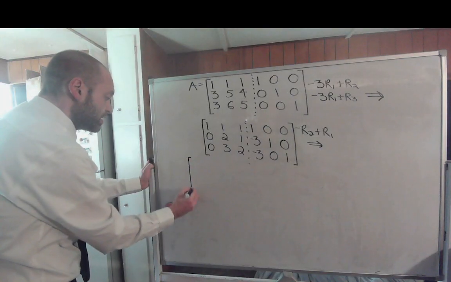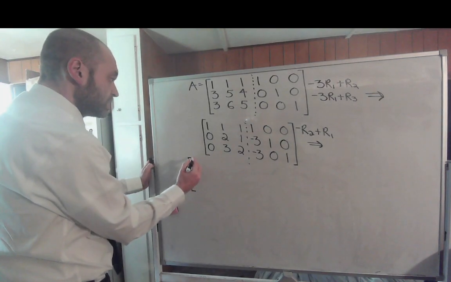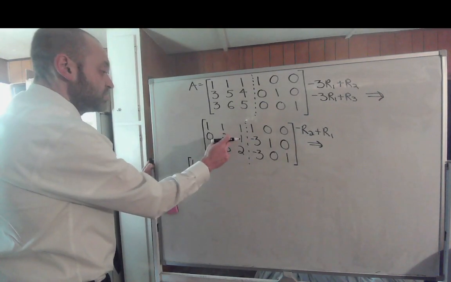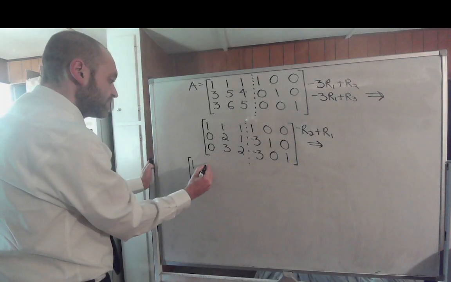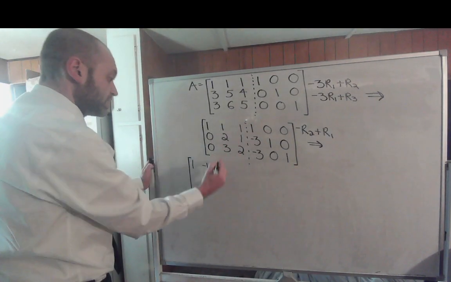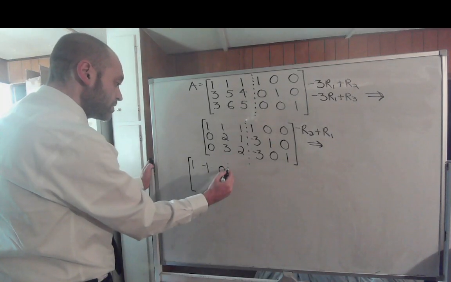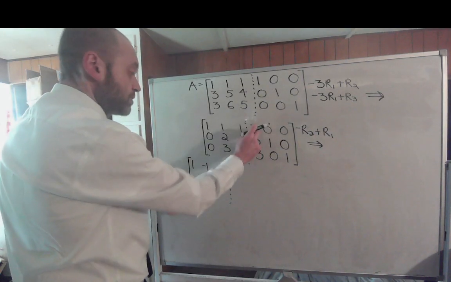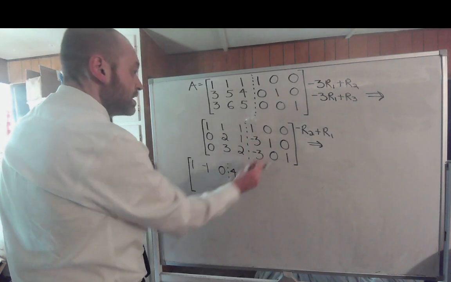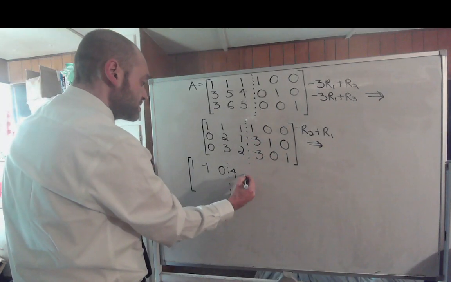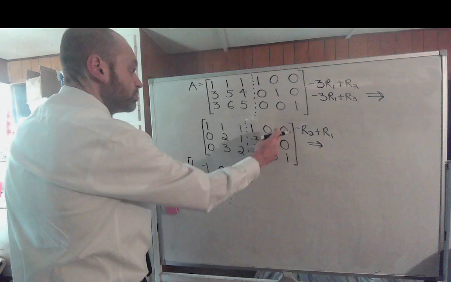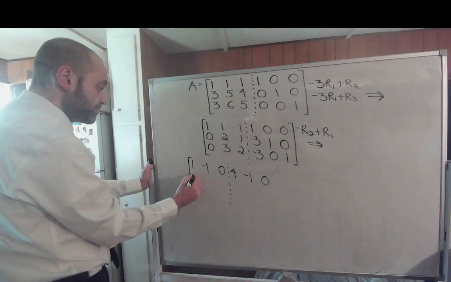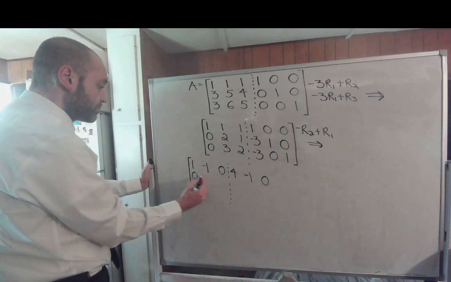We'll end up with, let's see, 0 plus 1 is still 1. Negative 2 plus 1 is going to be negative 1. Negative 1 plus 1 is 0. And then let's see, negative 3 is 3 plus 1 is 4. Negative 1 plus 0 is negative 1. 0 plus 0 is 0. And then right now we're going to leave rows 2 and 3 alone temporarily.